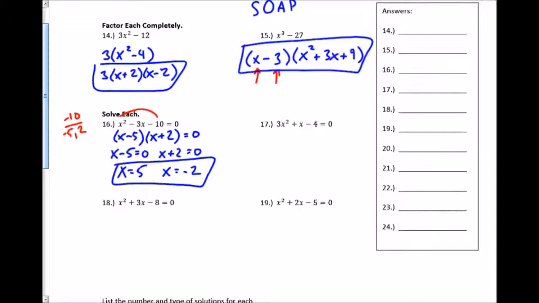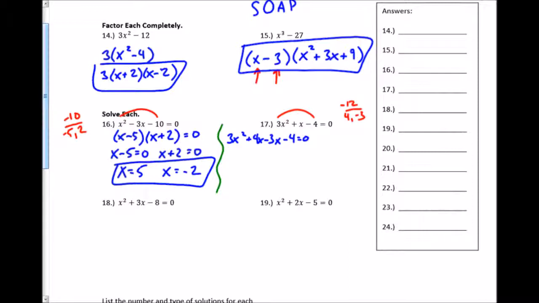On number 17, I essentially do the same thing here. I would start off by building a bridge, see if this thing's going to factor. And it does. A 4 and a negative 3 will give me that. Two numbers that multiply to negative 12 add to a positive 1. This one I can't use my shortcut on, so I'm going to split up the middle term. 3x squared plus 4x minus 3x minus 4 equals 0.